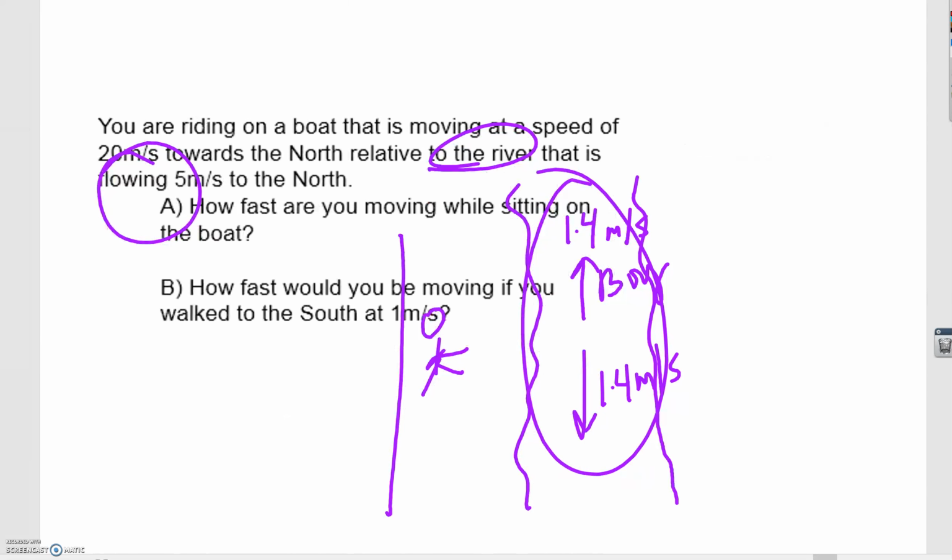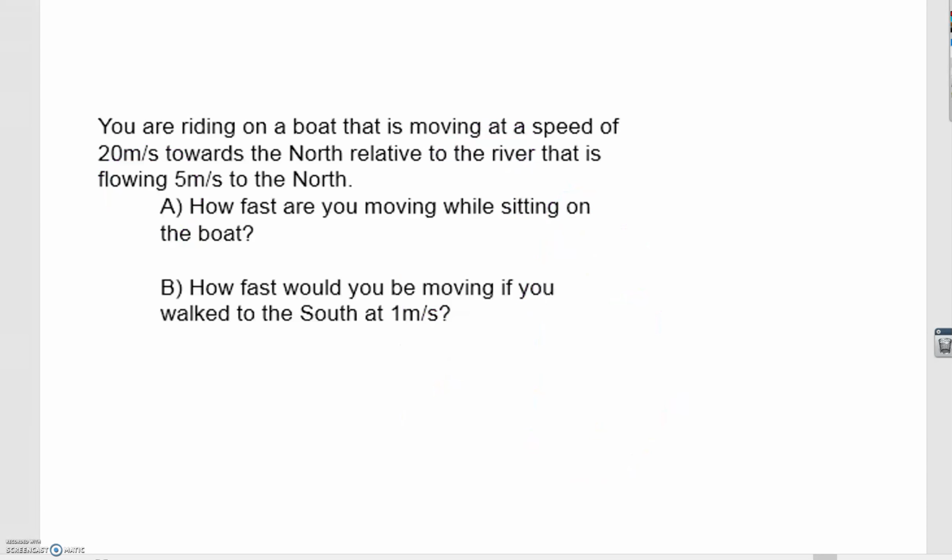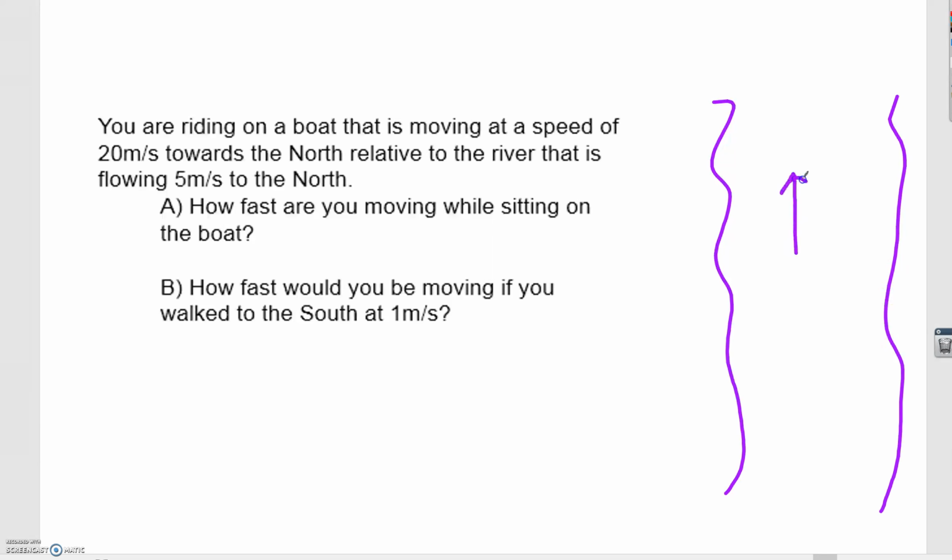Okay. Let's try this problem now. So you're running on a boat that's moving at a speed of 20 meters per second towards the north, relative to the river. So here's our river again, and you are on a boat that's going 20 meters per second, relative to the river that is flowing 5 meters per second to the north. So the river is also flowing 5 meters per second. So that's good. You're going with the river. So how fast are you moving while sitting on the boat?